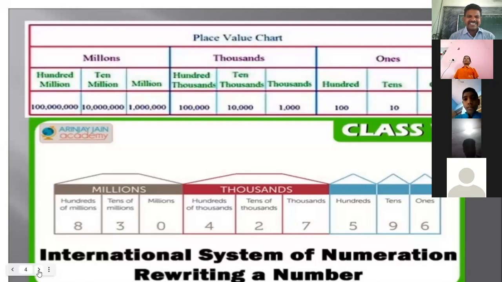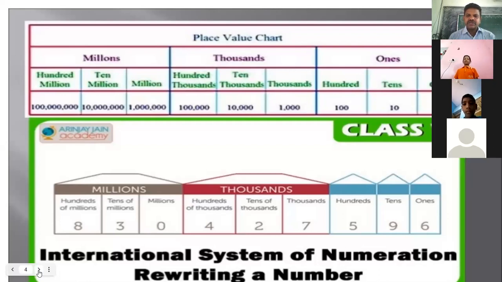And what about the next, the international system? The international system can be used throughout the world. But the Indian system is used only in our India. So we have to give some priority to the international system. Why? Because it is used throughout the world. Okay, right. So here we can see the international system.